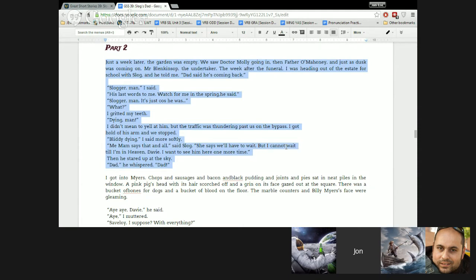I got hold of his arm and we stopped. "Bloody dying," I said more softly. "Me mam says that and all," said Slog. "She says we have to wait, but I cannot wait till I'm in heaven, Davy. I want to see him here one more time." Then he stared up at the sky. "Dad," he whispered, "Dad." Oh, what a sad story.